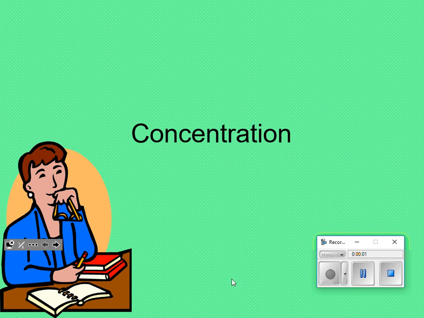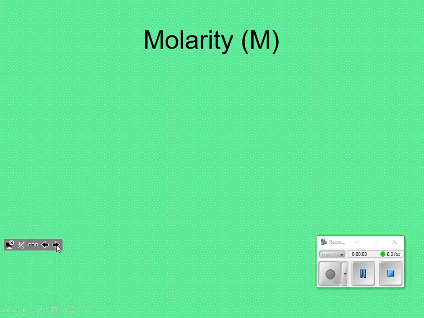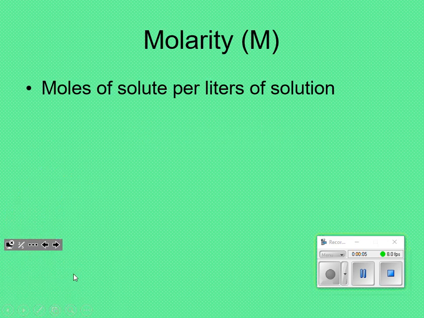Let's start with our notes on concentration. And let's start off simple. Molarity is the unit of concentration that is far and away most commonly used within chemistry. Moles of solute per liter of solution.